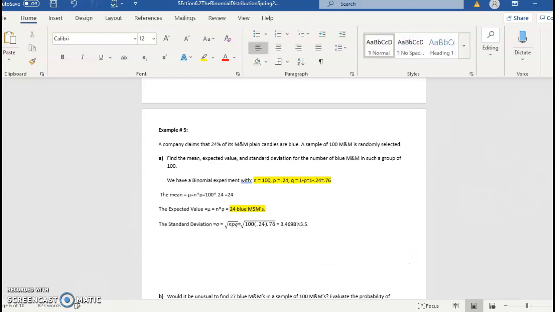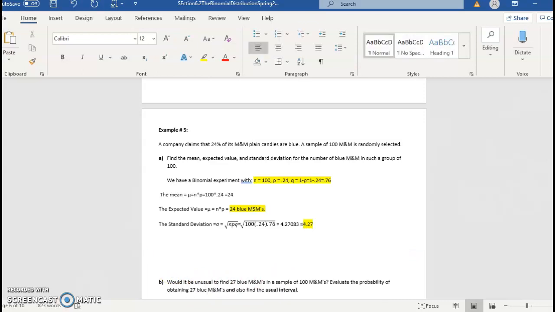Now, please evaluate this in the square root. You're evaluating the square root of 100 times 0.24 times 0.76. Can you verify that you're getting 4.27? It's 4.2083, which is approximately 4.27. So this is the value that we're going to use for future calculations, and in this scenario, that happens to be the actual standard deviation of the problem.